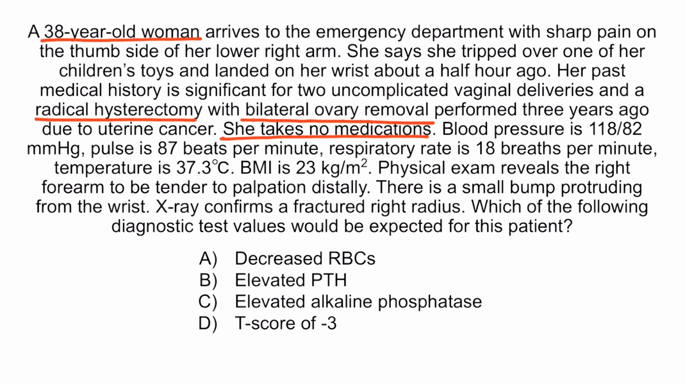A. Decreased red blood cells. B. Elevated PTH. C. Elevated alkaline phosphatase. Or D. T-score of -3.